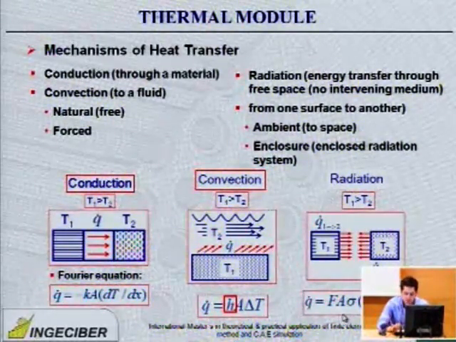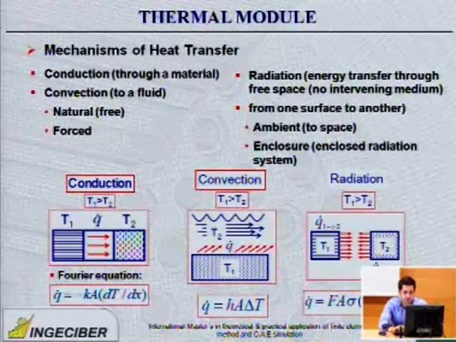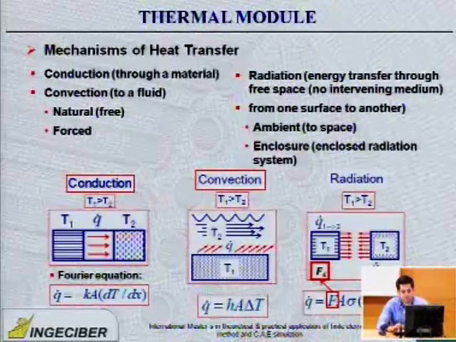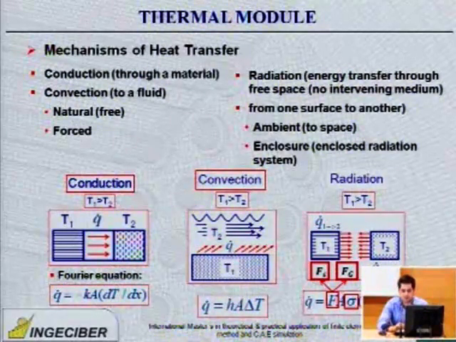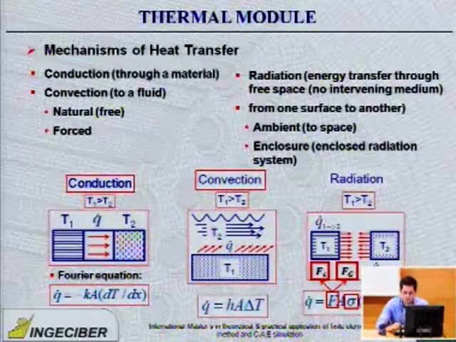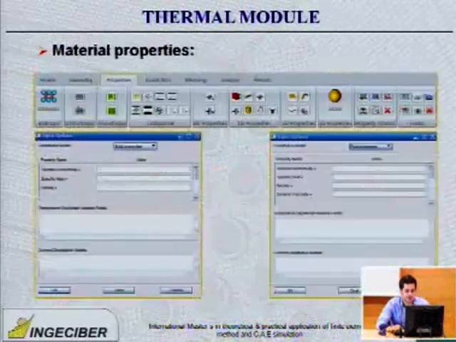And this equation has two variables. This one is a factor that depends on two different variables. The first one is the emissivity, and the second one is the view factor. And the other variable, or constant, as everybody knows, is the Boltzmann constant. And here we can see the different types of heat transfer mechanisms.